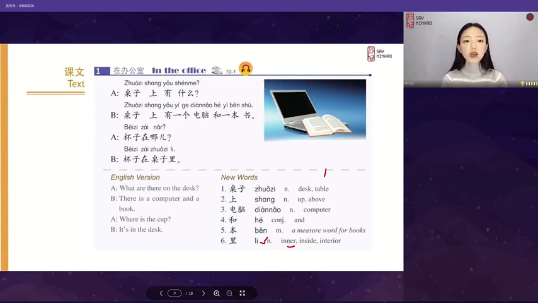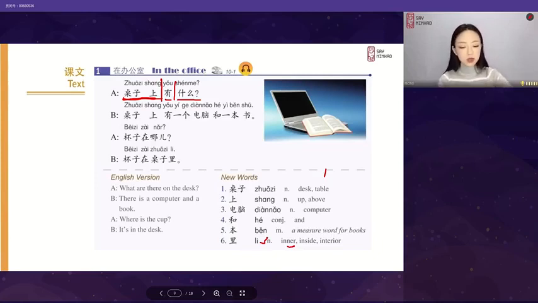First one, 桌子上. 桌子上 is the simplified way to say 桌子上面. Okay, 桌子上 is just enough to express our meaning. 桌子上, on the table. 有什么? 有 means have, and it is indicating the existence of things. So 有什么 means there be something. So it actually means, what is there on the desk?